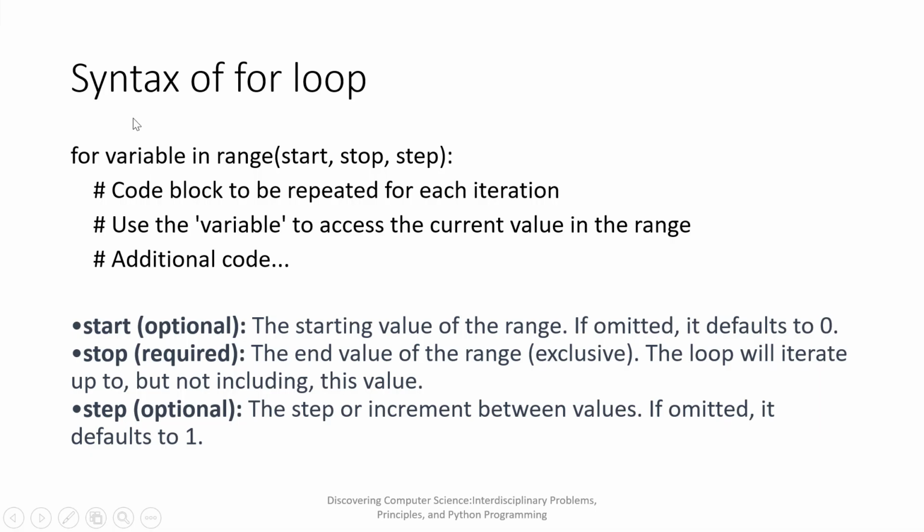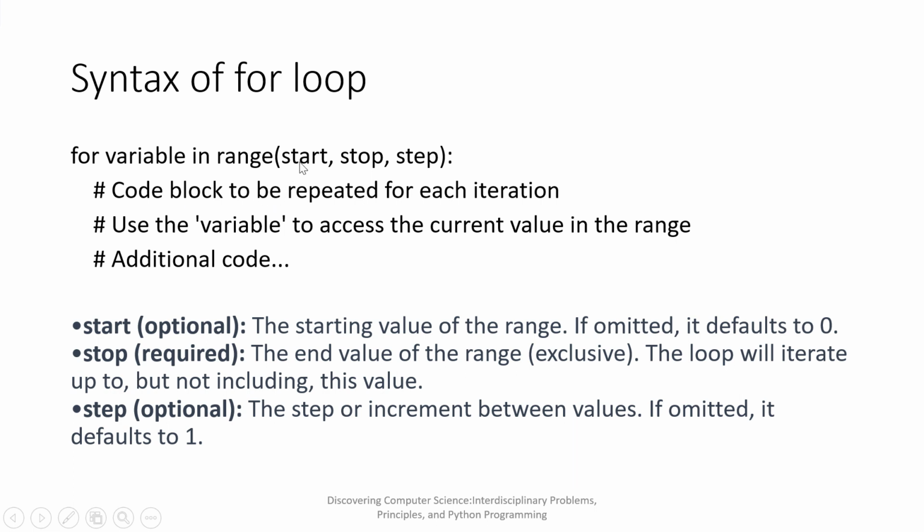Let us first discuss the syntax of for loop. So the syntax of for loop is for variable in range, and here in brackets we can pass 3 parameters, that is start, stop and step. Then we have a colon, and under this block we have to give our statements which we wish to repeat.